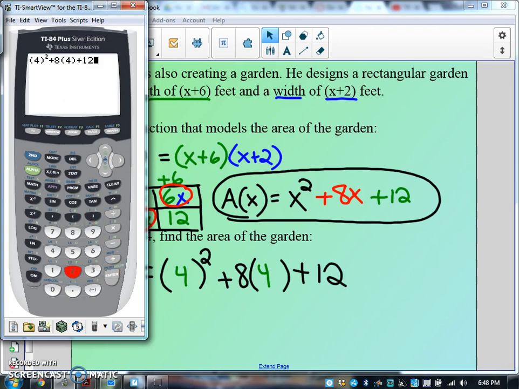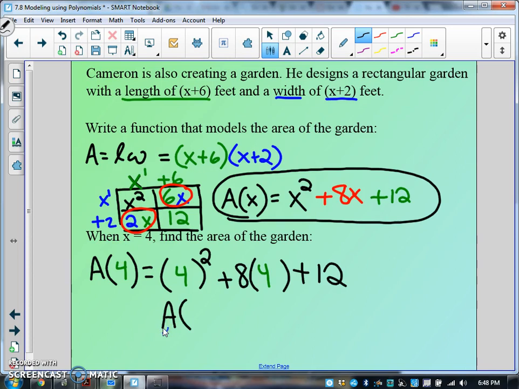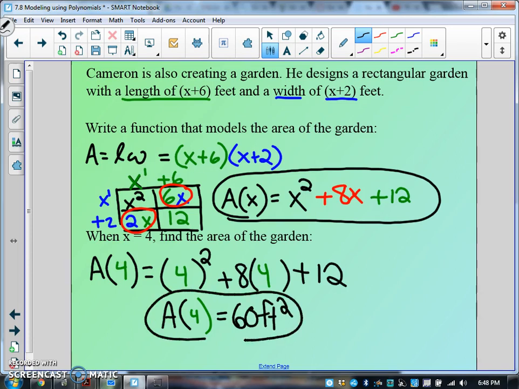As a rule, I like to substitute things in. When I substitute it in, I like to put it in parentheses. I hit enter, and I find out that my area with x equals 4 feet is going to be 60 feet squared. So A of 4 here, or when we're looking for the value of x equals 4, my area is going to be 60 feet squared. And again, I can come up with the area of Cameron's garden based on any dimension of x.